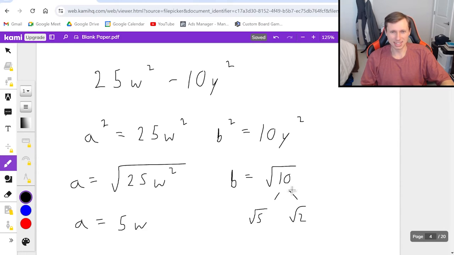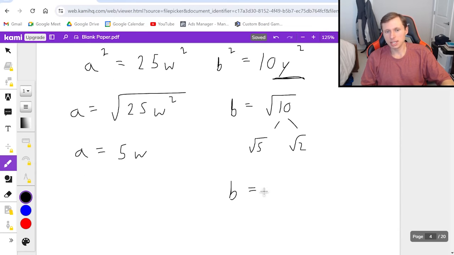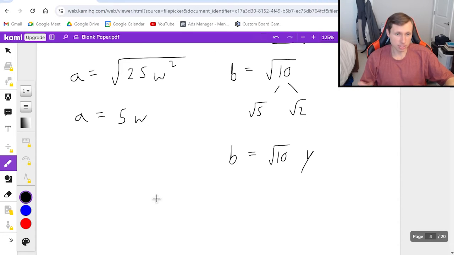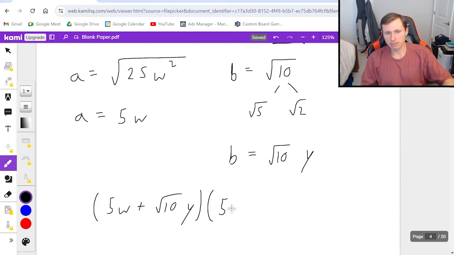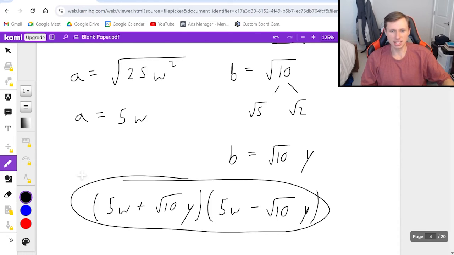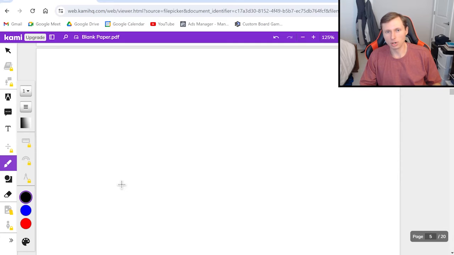So in other words, root 10 is just root 10. Keep it like root 10. And then the y squared, I didn't forget about that. Square root of y squared is y. So in other words, b equals root 10 times y. And the difference of two squares will be 5w plus root 10y times 5w minus root 10y. And that's it.